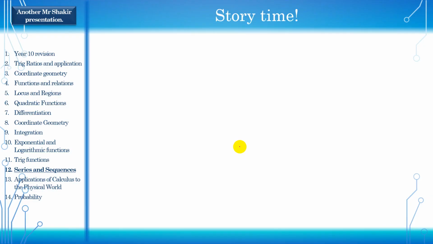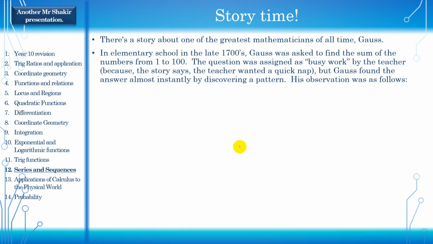So story time, just to introduce the topic. There's a story about one of the greatest mathematicians of all time, Gauss. I think that's how you pronounce his name. In elementary school, so in primary school, around year 6 level, in the late 1700s, Gauss was asked to find the sum of the numbers from 1 to 100. So 1 plus 2 plus 3 plus 4 plus all the way to 100, right? Now the question was assigned as busy work by the teacher because, the story says, the teacher wanted a quick nap. But Gauss found the answer almost instantly by discovering a pattern.